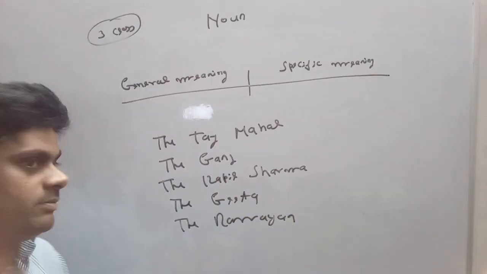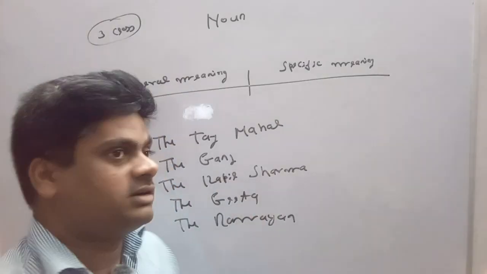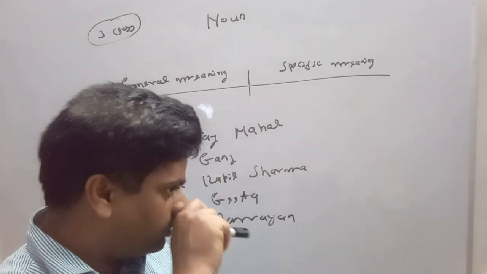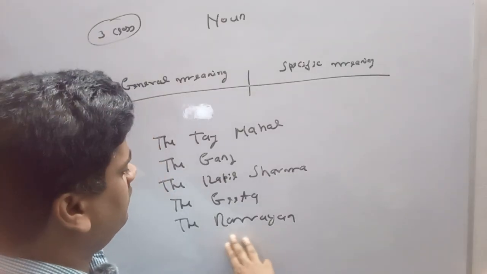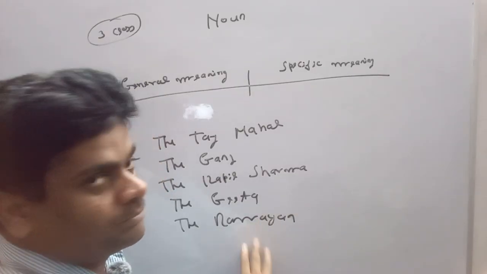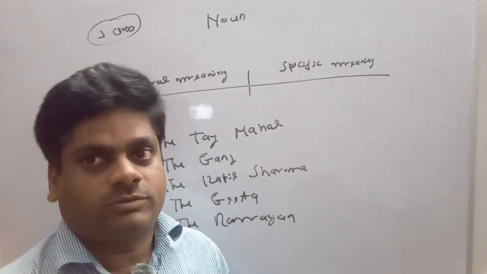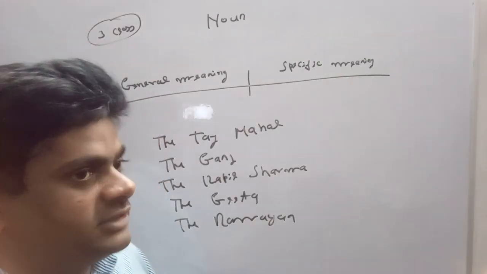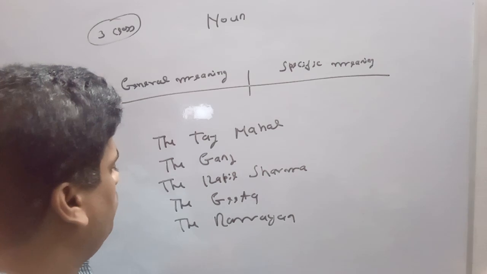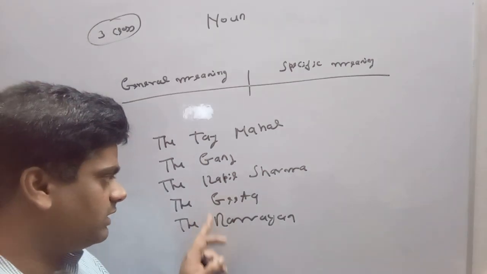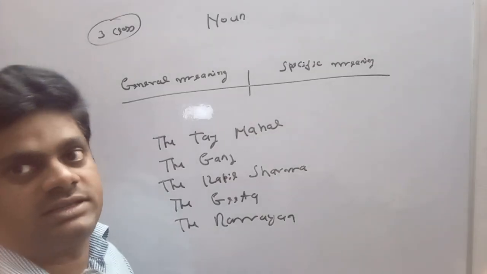The Gita, the Ramayana, it means we are talking about religious books. Gita is a religious book, and the Ramayana is also a religious book. So, we are talking not about the Ramayana itself, but about a religious book. Ramayana itself refers to a religious book. Gita itself refers to a religious book. So, here the article is working not with Ramayana and Gita, but with the religious books, and a religious book is hidden here.